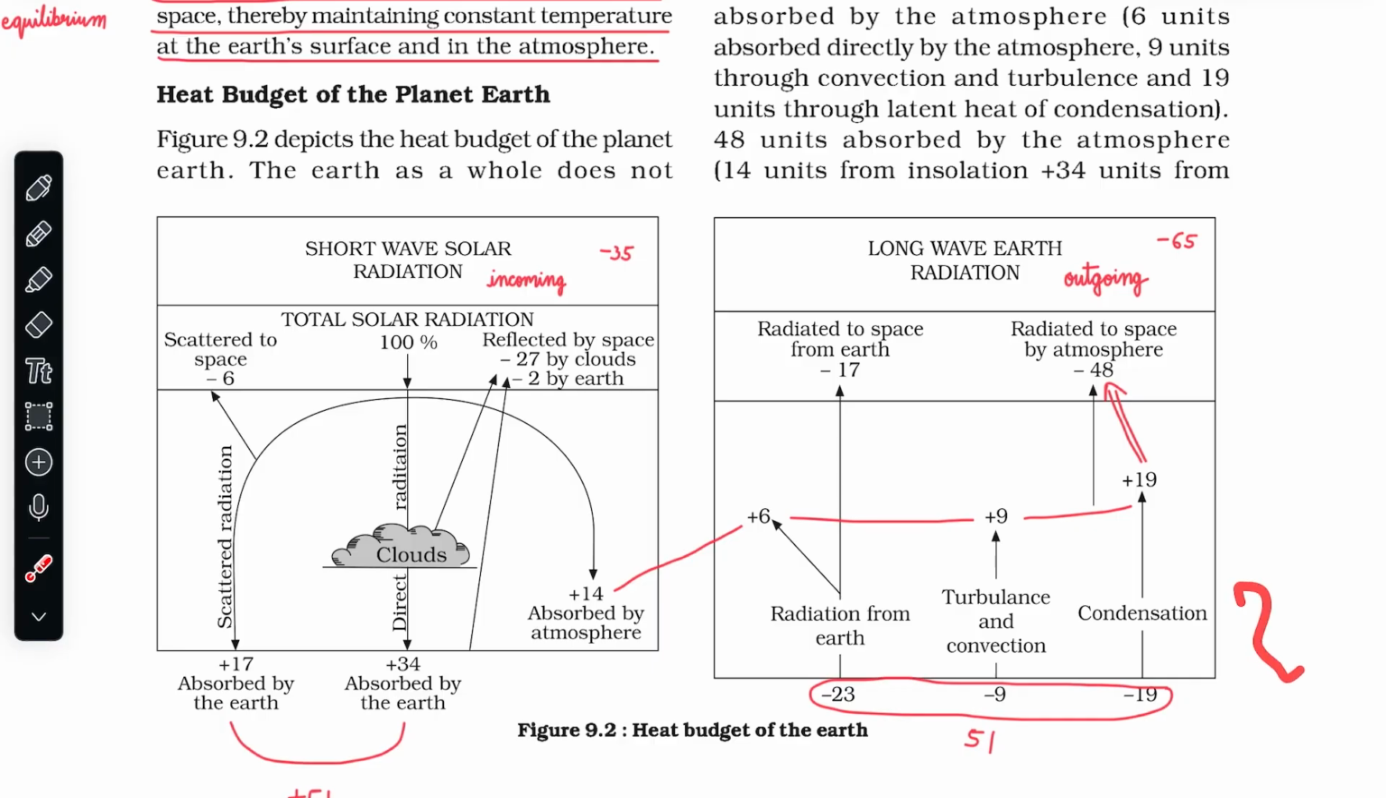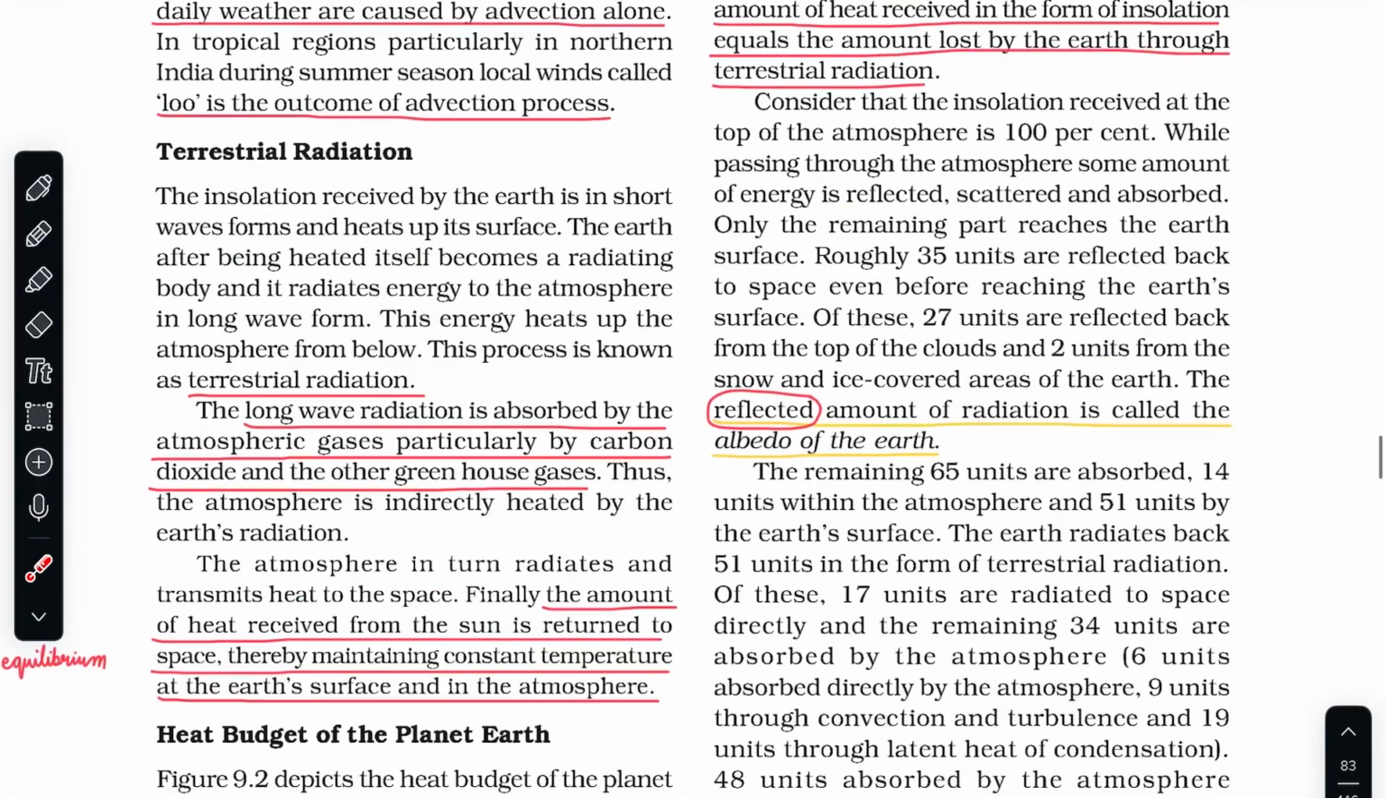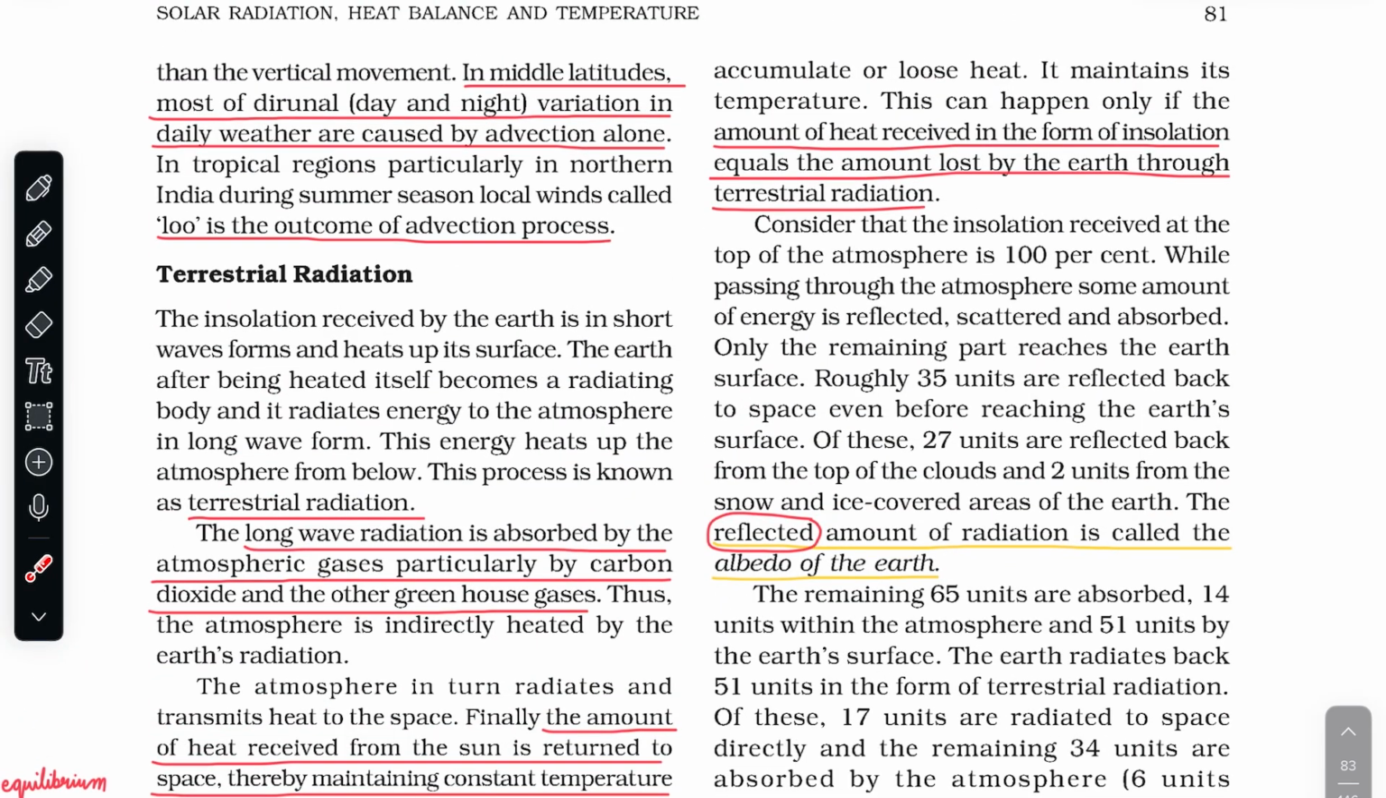Overall, the total heat budget is balanced, and thereby this helps us in sustaining life on the planet Earth. The Earth as a whole does not accumulate or lose heat; it maintains a temperature. This can happen only if the amount of heat received in the form of insolation equals the amount lost by the Earth through terrestrial radiation. So, incoming equals outgoing. That's the basic concept.